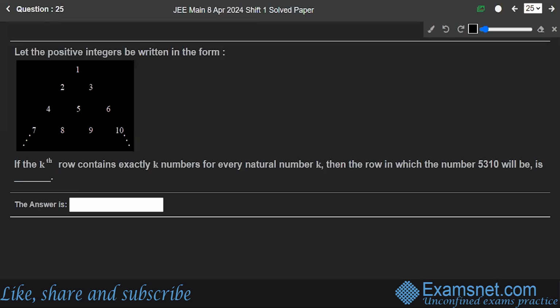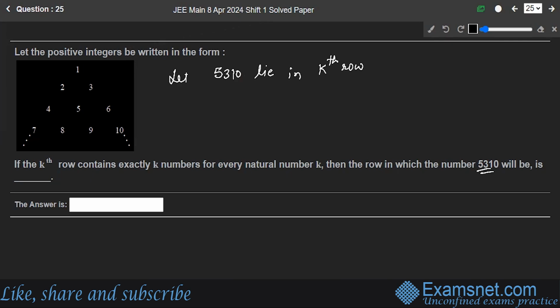Question number 25. Let the positive integers be written in this form 1, 2, 3, 4, 5, 6, 7, 8, 9, 10, like this. If the kth row contains exactly k numbers for every natural number k, if this is the first row containing 1, second row containing 2, third row containing 3, fourth row containing 4 numbers, then the row in which this number 5310 will be is, first of all, let's say that this number lies in the kth row.